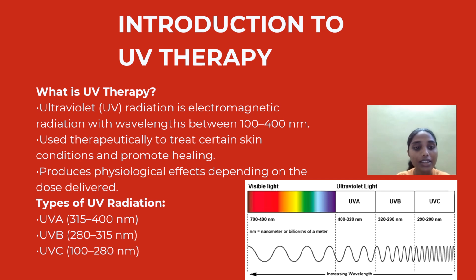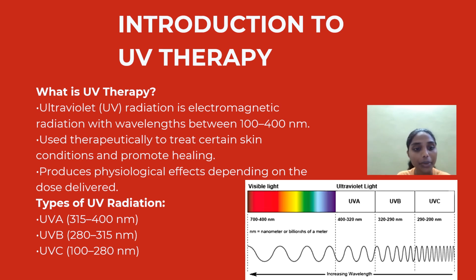UVA ranges between 315 to 400 nanometers. It has the longest wavelength, penetrates deeper into the skin, and produces pigmentation or tanning. It is less erythemogenic. UVB ranges between 280 to 350 nanometers, is responsible for erythema or redness, and stimulates vitamin D production. It is commonly used in treating psoriasis.